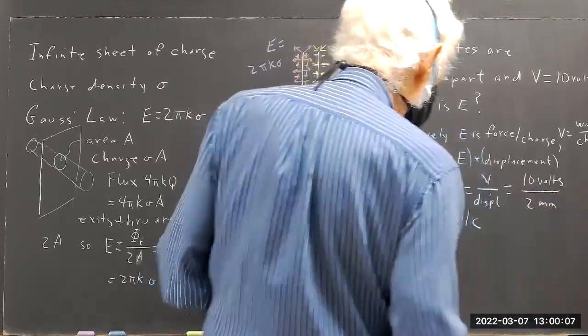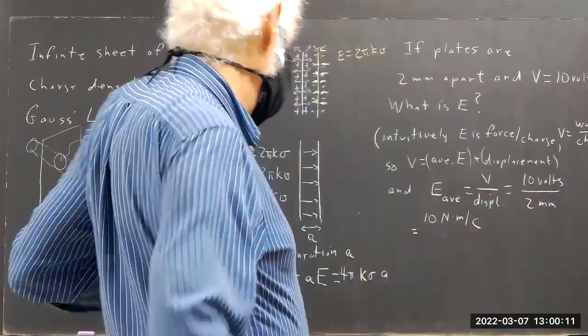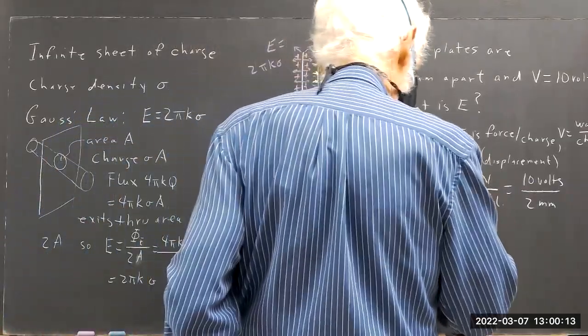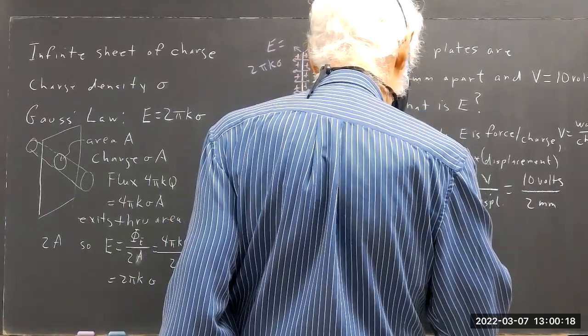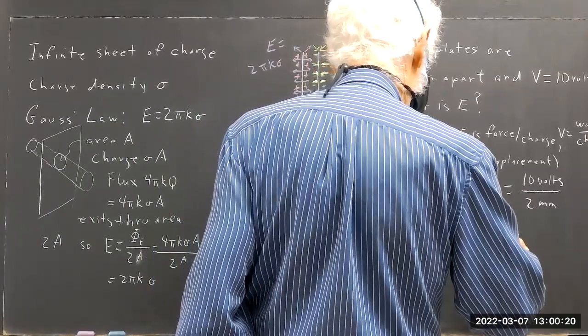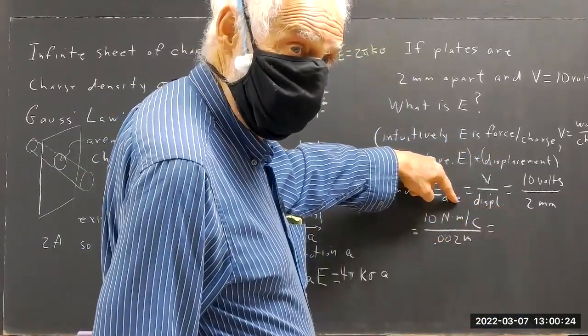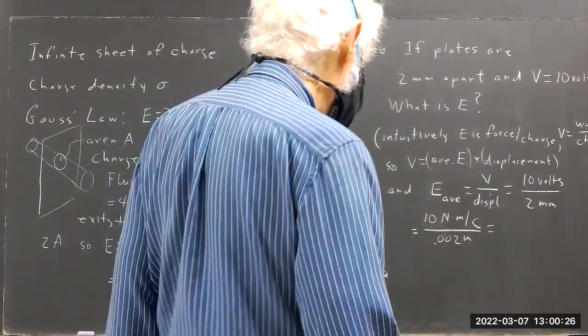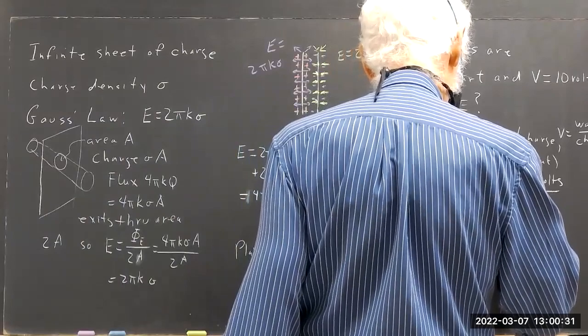10 volts, which is 10 joules per coulomb or 10 newton meters per coulomb. You've got to be able to reason out why it's one and the other over 0.002 meters, because millimeters isn't going to mesh with meters here in a way that helps you particularly. And you get 5,000.